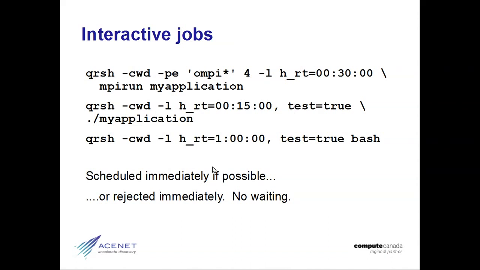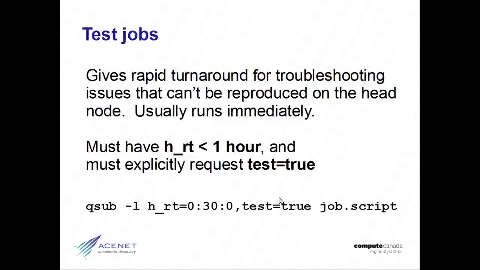If you want longer runtime, you don't have to ask for test equals true, but in either case, if the resource is busy, if there's no way that your job can be scheduled right now, then you get rejected and you can't do that right now. But there's no waiting around to find out. If that doesn't work, then drop back to the previous slide, test jobs, and just submit the script.